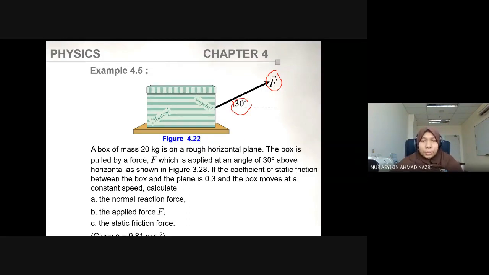Okay, ada acceleration ke tidak? If a coefficient of static friction. Coefficient of static friction, tapi dia cakap box move at a constant speed. So terjawab ke tidak persoalan kita, ada acceleration ke tidak? No acceleration sebab dia move with constant speed.